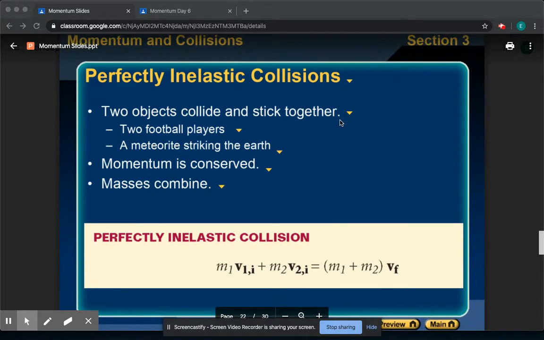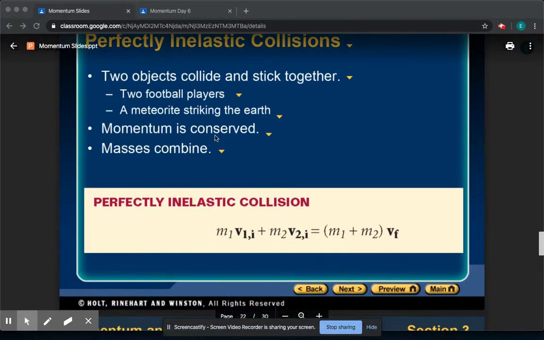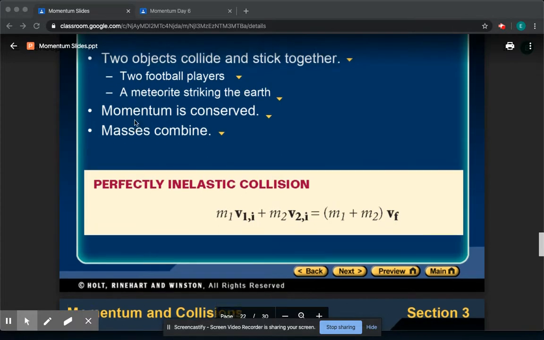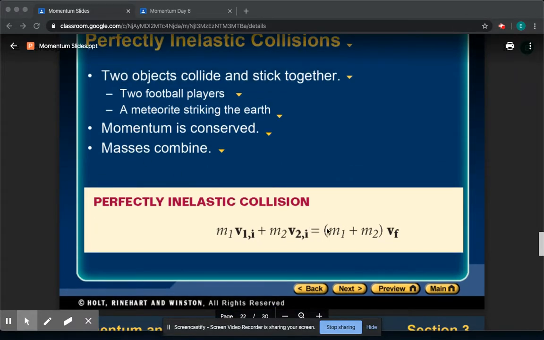Okay, but now let's get a little bit into the actual content. In an inelastic collision, two objects are going to collide and stick together. What is most important is that momentum is conserved. This is the key part to solving these types of problems. Momentum is conserved. And obviously, if the two objects are sticking together, their masses are going to be combined. So what they're trying to show here is m1v1 plus m2v2 is equal to the sum of both masses times whatever the final velocity is.